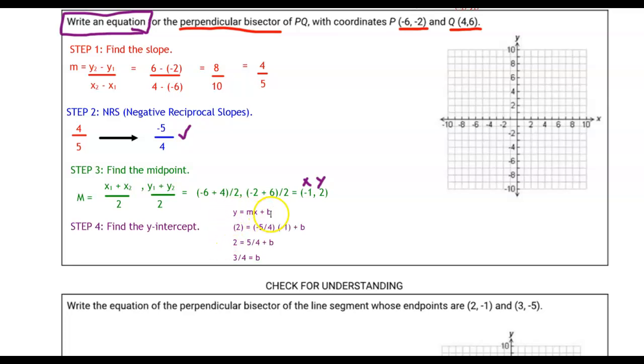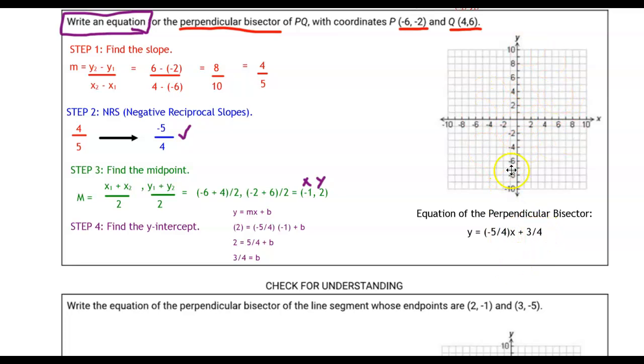So we're writing out y equals mx plus b. We are substituting -1, 2 into the equation for x and y, and we're using -5/4 because that's our negative reciprocal slope. Solving this equation gives us 3/4 is equal to b. In other words, the y-intercept is 3/4. So now we have all the information we need in order to write out the equation of this line. So the equation of the perpendicular bisector is y equals -5/4 x plus 3/4.